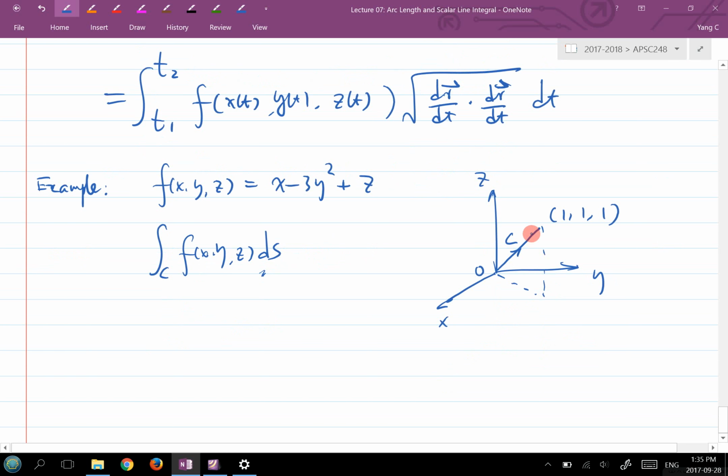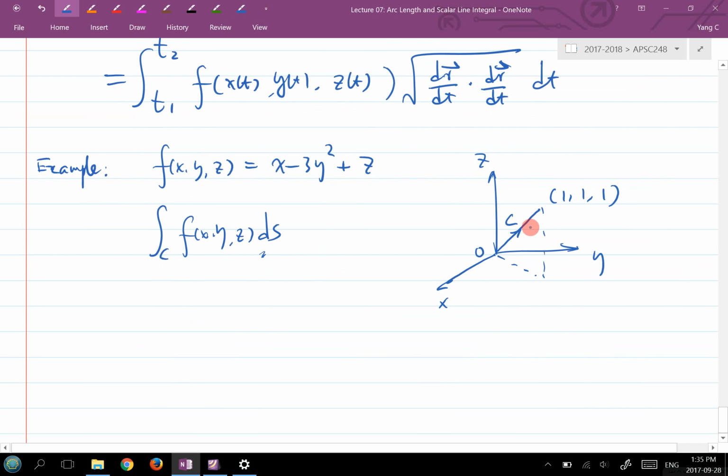It's not going to be very sophisticated. Those are basically the ones we've gone through, straight lines like this, from 0, 0, 0 to 1, 1, 1. So what will be a possible parametric equation for this curve C? Can you give me one option here for the curve C?